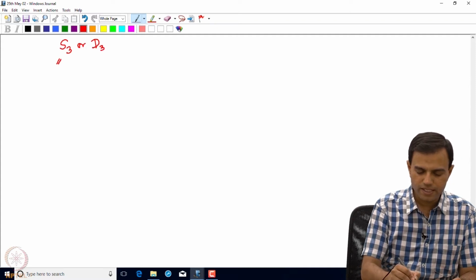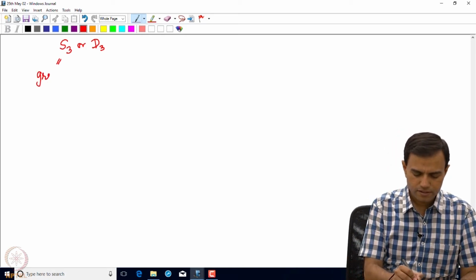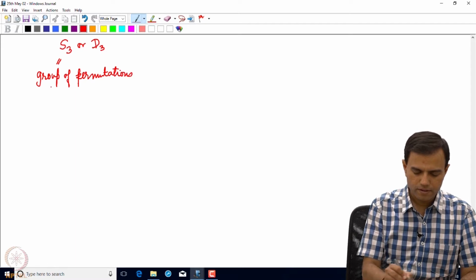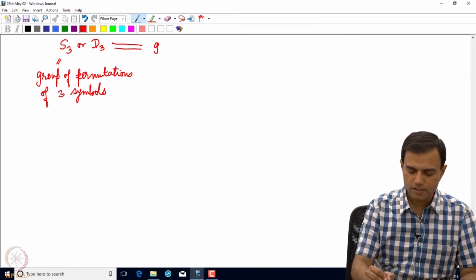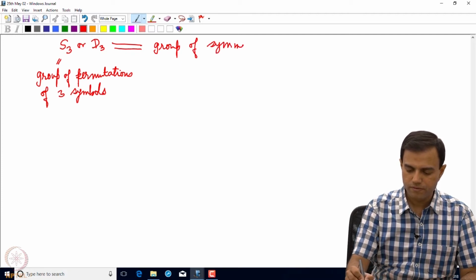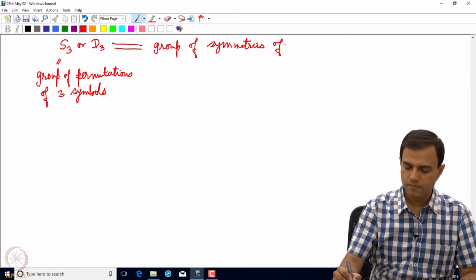You want to understand it as S3, then this is the group of permutations of 3 symbols. You want to understand it as D3, then this is the group of symmetries of a trigon, an equilateral triangle.